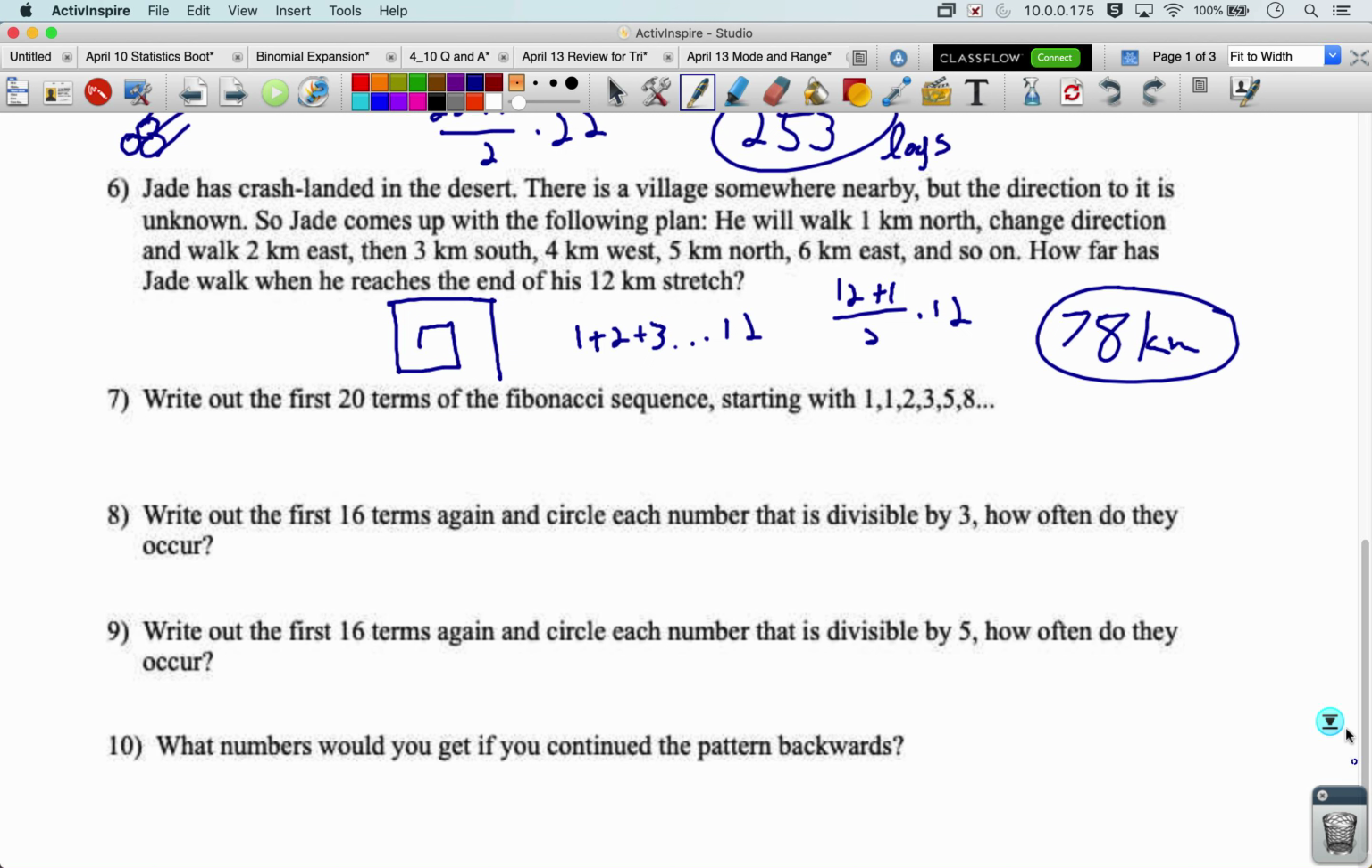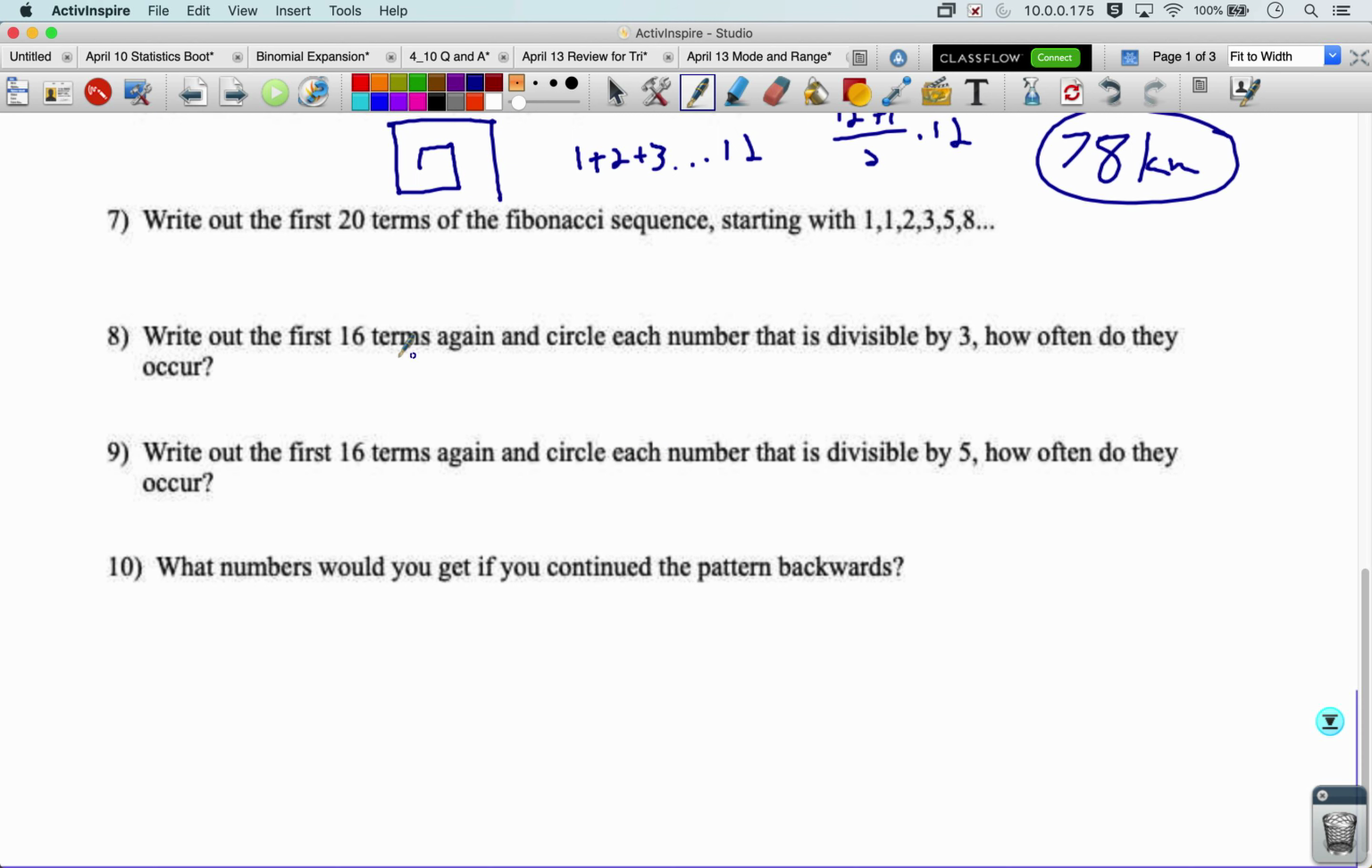Okay, on to our next sequence. It's the Fibonacci sequence. So the Fibonacci sequence starts out 1, 1, 2, 3, 5, 8. Where are these numbers coming from? Well, to figure out the next number in the Fibonacci sequence, you just add the previous two. So we start 1, 1, 2, 3, 5, 8. Well, I add the 5 and the 8 and I get 13. I add the 8 and the 13 and I get 21.